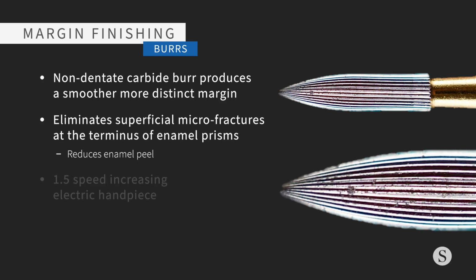We use those burrs in a 1 to 5 speed increasing handpiece at very low speed, about 3,000 to 5,000 RPM. And the reason why we use low speed is because it generates less heat, and therefore you're going to get less fracturing of the enamel prisms again. We also use a water spray for the same reason.